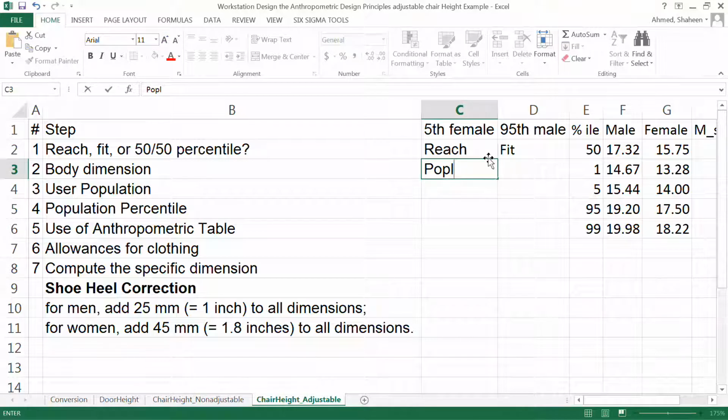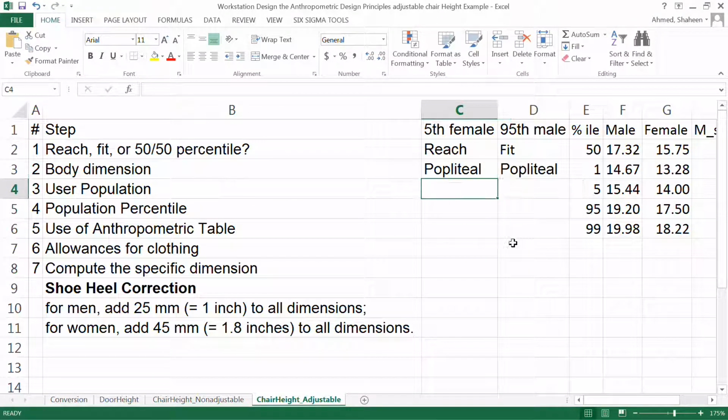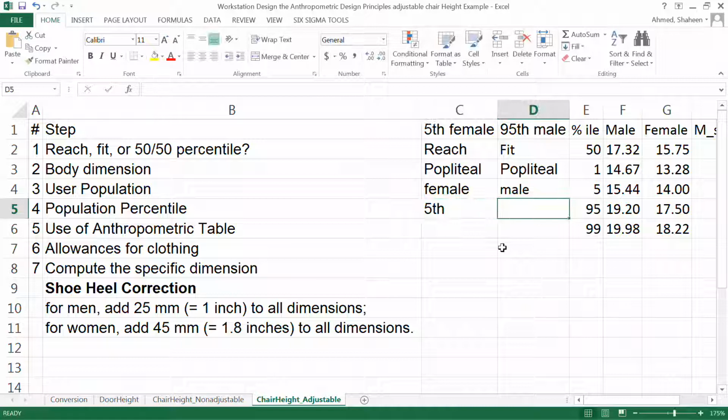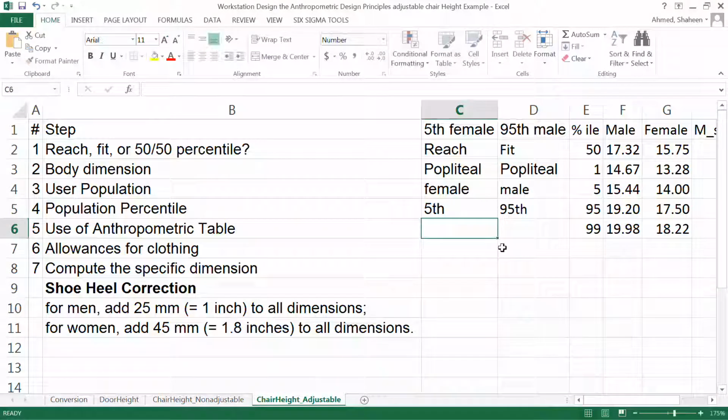You can see the video on non-adjustable chair height calculation to understand what popliteal height is. It's basically the distance from the floor to the popliteal tendon right behind the knee when you sit on a chair. And then the user population here, of course, we're trying to fit the smallest person, female, and 95th percentile male, and then population percentile, feet percentile, we already talked about that, and then 95th percentile here.